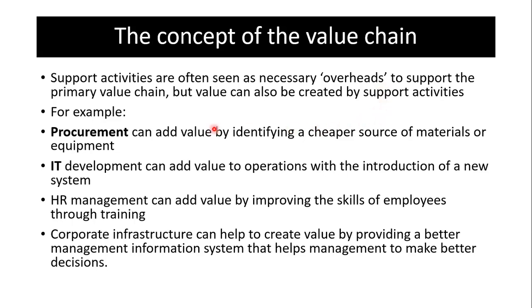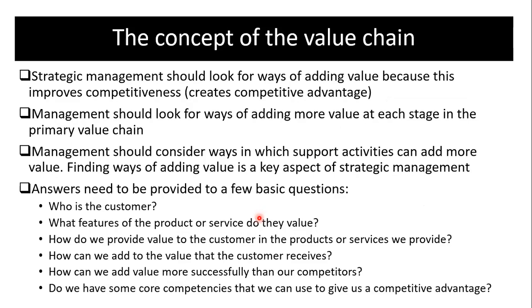Okay, so essentially, for example, procurement can add value by identifying cheaper sources of materials or equipment. IT can add value to operations with the introduction of new systems that can make work faster, that can make work easier, that can give the organization some leverage. Okay, all right. And then HR management can add value by improving the skills of employees through training and competency development. Okay. And then corporate infrastructure can help to create value by providing a better management information system, MIS, that helps management to make better decisions. All right.